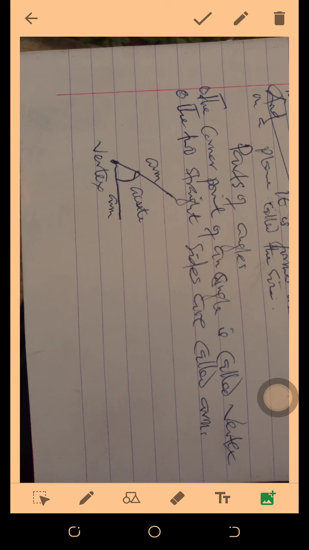Okay, so you can see the picture on the board. We have parts of angles, and the corner point of an angle is called the vertex. The two straight sides are called arms. So we have the arm here, we have the arm, we have the vertex. This one I was trying to describe an acute angle. We have different types of angles which we shall be talking about in our next lesson.